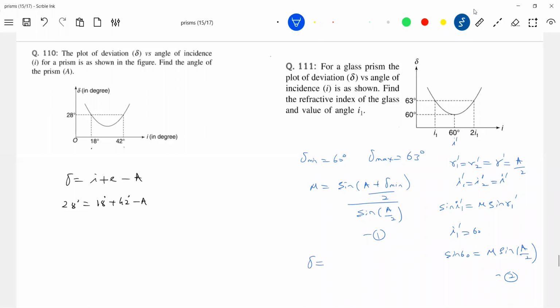So deviation is equal to maximum deviation. It didn't say maximum, no, it's just only deviation. So deviation is equal to... yeah, okay, directly from there we are having, no? This is 60 degrees, I1 plus 2I1 minus A.